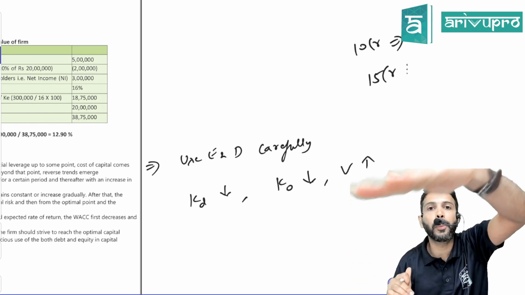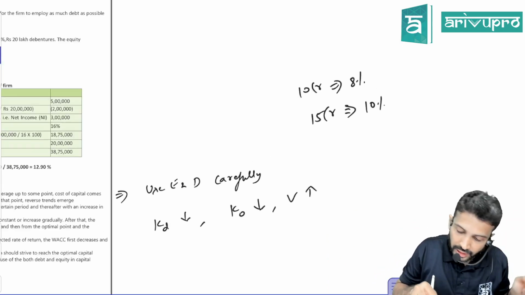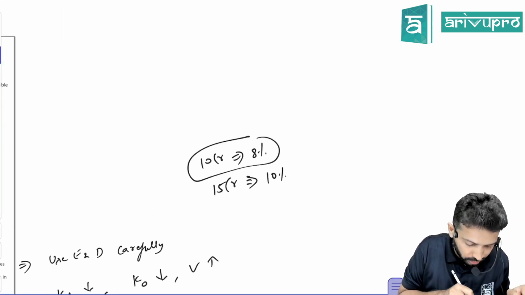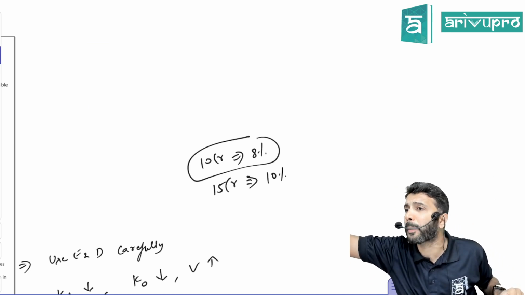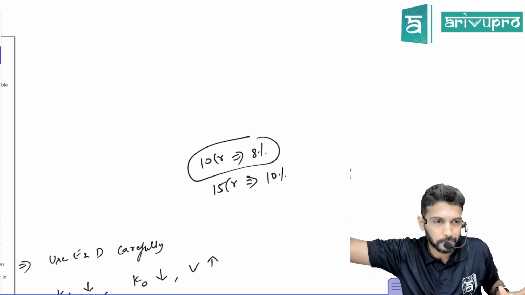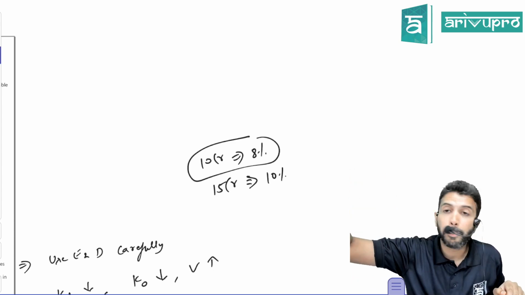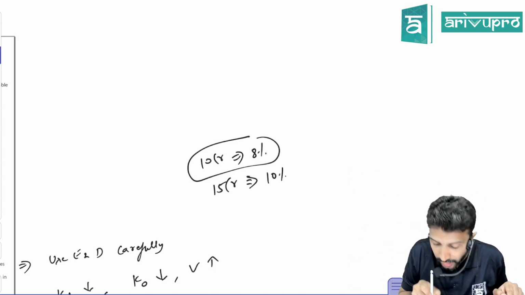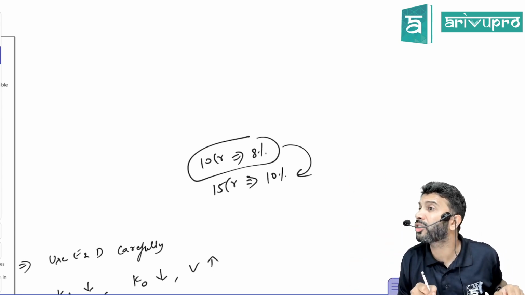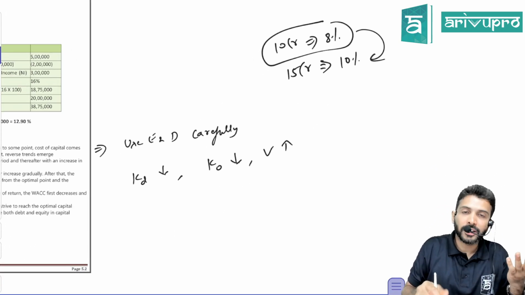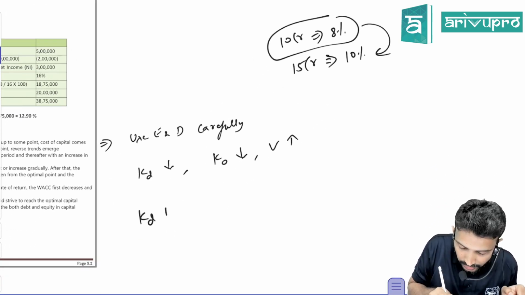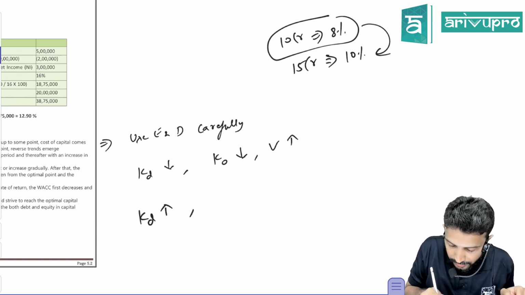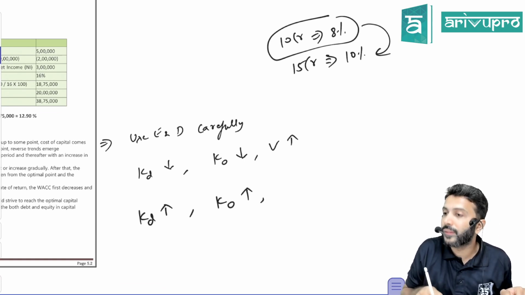This will happen up to a certain point of time. Meaning, up to a certain point of time means when the loan amount is maximum up to 10 crore in my example. Yes or no? When the loan goes beyond 10%, then what happens to the cost of debt? Is it the same 8% or increased? After some point of time, cost of debt will increase. That means overall cost of capital also will increase.